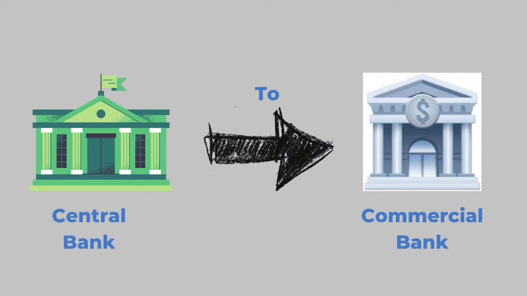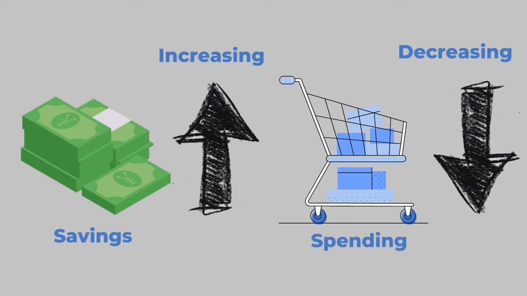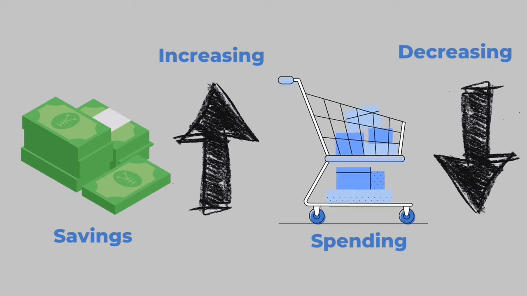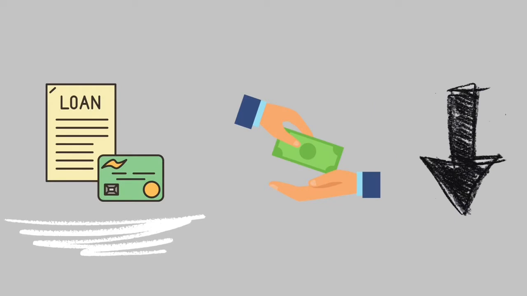This action from the commercial banks will increase the level of savings and decrease the purchase of goods and services from the public. For example, an increase of interest rate from 5% to 10% will result in consumers making more savings and spending less on their daily needs. The same principle also applies to loan repayment. A shorter repayment period will block the consumer from taking any loans because they cannot afford to pay a higher monthly installment.